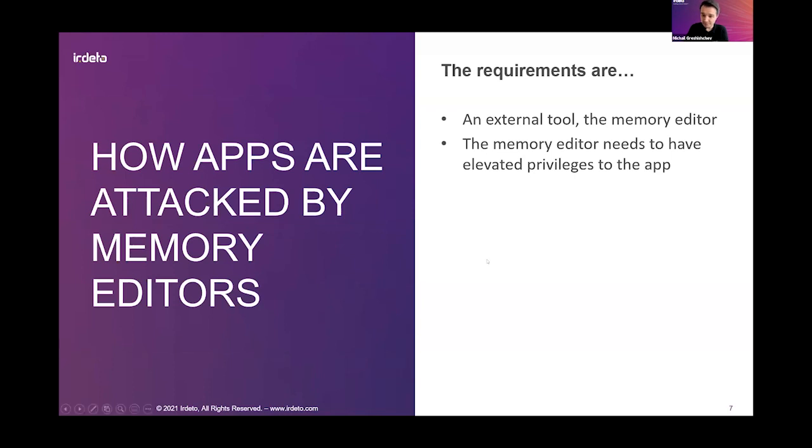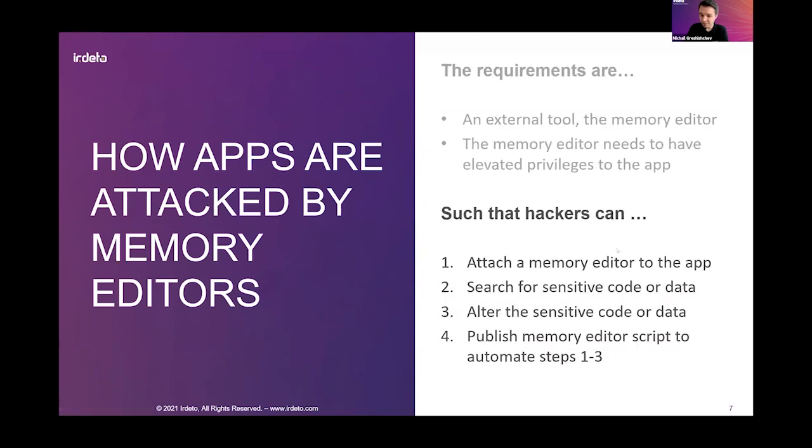But assuming these requirements are met, then the hackers can attach a memory editor to the app they're looking to mess with, search for sensitive game code or data they would like to change, alter the game code or data that they found, and then they would take steps 1 to 3, package them into an automated script, and publish them online so millions of other users can reproduce what they did in just a few clicks.